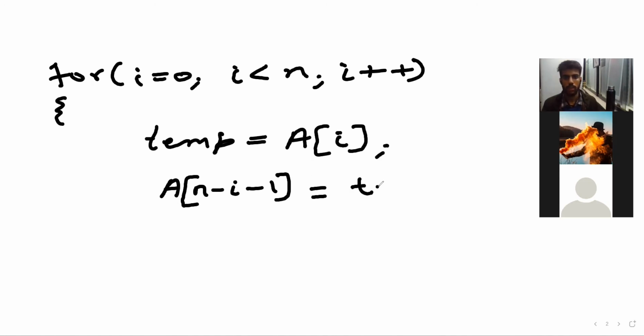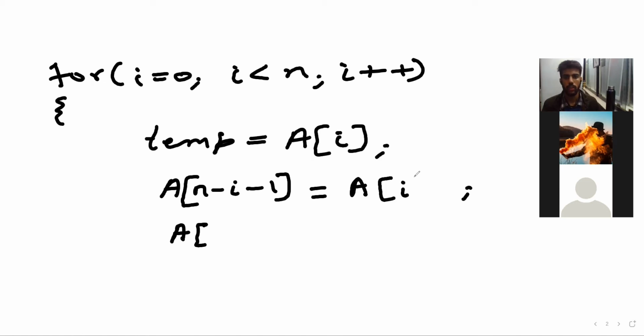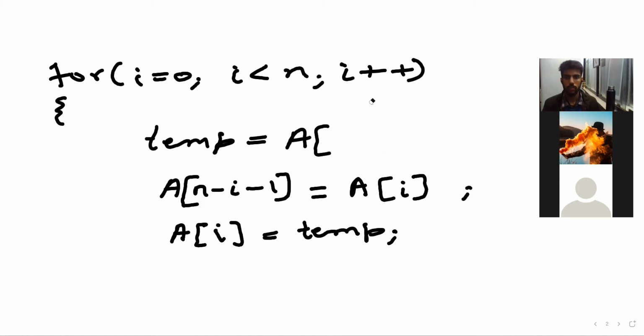In this place, you can do this. And finally, in place of, is this correct? Okay, no, not this. Instead of temp, we'd store A of i here, and now in place of A of i, we can store, save the temp, yeah. And here it would be A of n minus i minus 1.